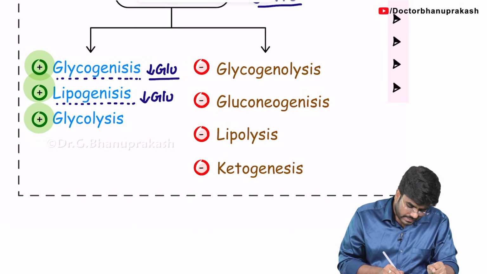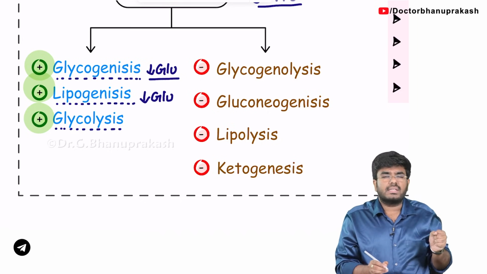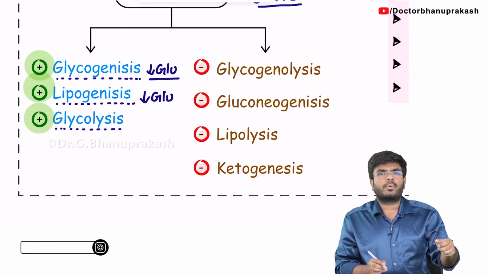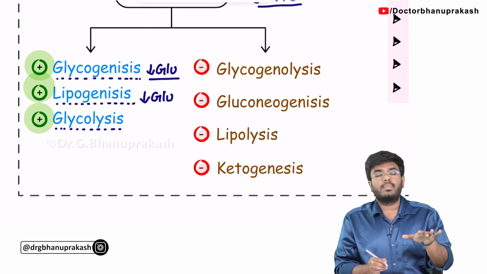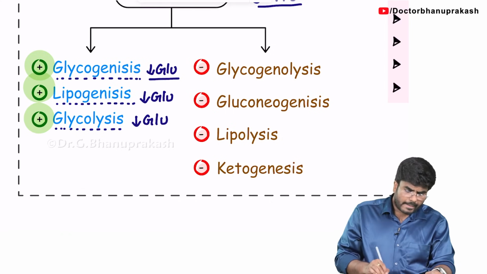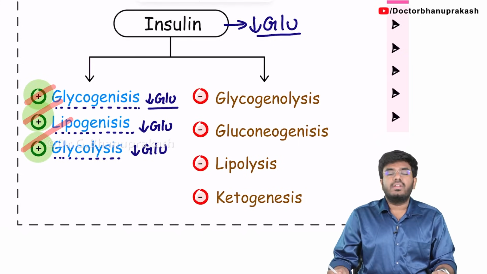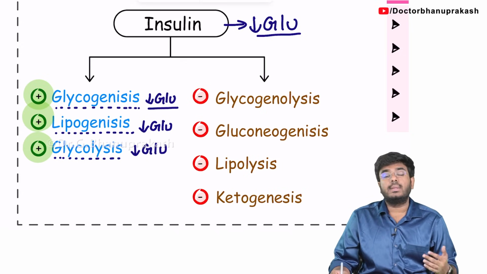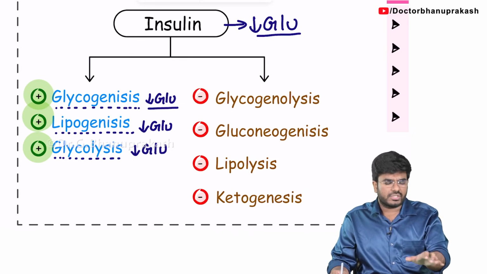Next, what is glycolysis? Glycolysis means the uptake of glucose from the blood into the cells, converting it into ATP. Glycolysis is using the glucose for the production of pyruvic acid, and during this process ATP is produced. So the blood glucose levels will decrease. What I am trying to say is that insulin activates those reactions which can decrease the blood sugar levels, like glycogen synthesis, lipogenesis or glycolysis.